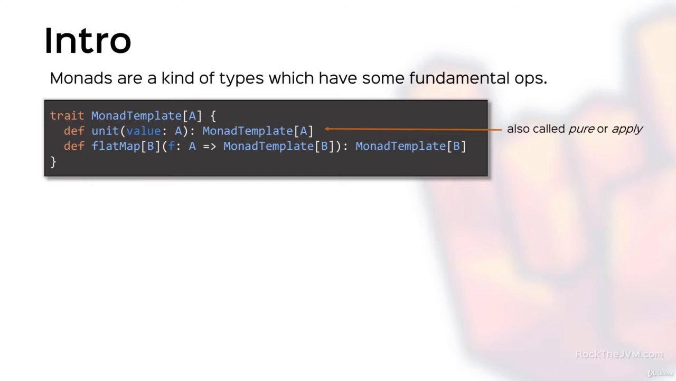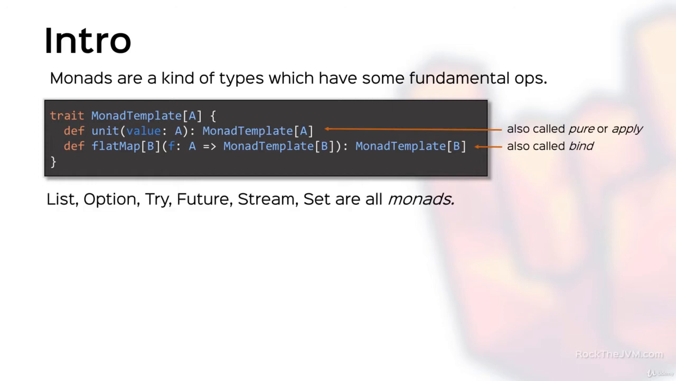The other fundamental operation is flatmap, also called bind in other languages. And flatmap transforms a monad of a certain type parameter into a monad of another type parameter. Now, given these two fundamental operations, we have a lot of monads in existence, such as list, option, try, which you've already seen, future, which you will see in the concurrency chapter, stream, which you've already implemented, and a lot of collections and a lot of computational types. They're all monads.